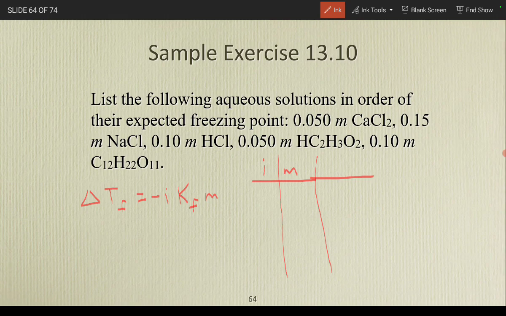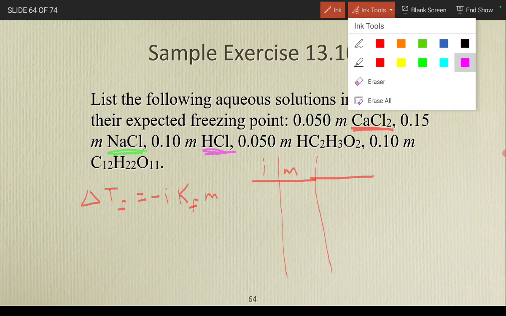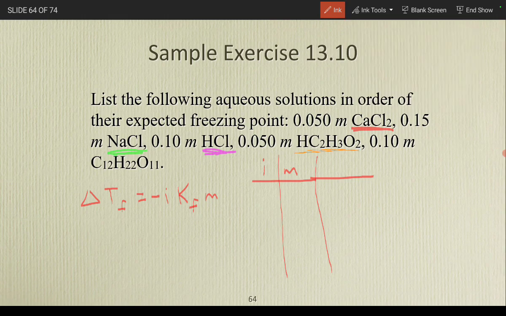The larger the value from the product of those two values, just means we're going to have a larger freezing point depression. So we'll see that one's going to have a lower temperature there. And I'll just do different colors for each of these, just so we can keep track of it. Hopefully there's enough.